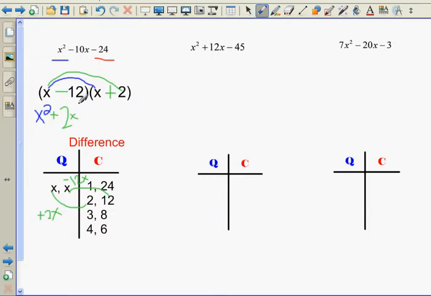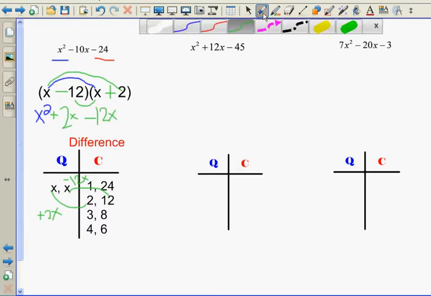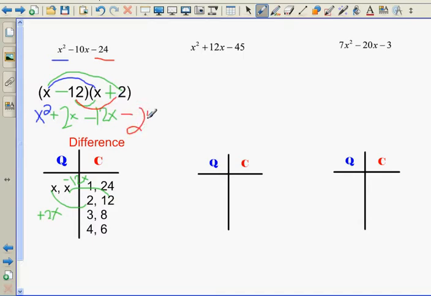And then the negative 12 constant times the x is negative 12x. Right? And then finally our constant times our constant is giving us our negative 24. Woo! There we go. And then we would combine our middle terms, positive 2x and negative 12x would give us our 10. So we know we did it right, because if we distribute this out, we end up getting our original standard form. All right, I'm going to try and avoid writing as much like that.